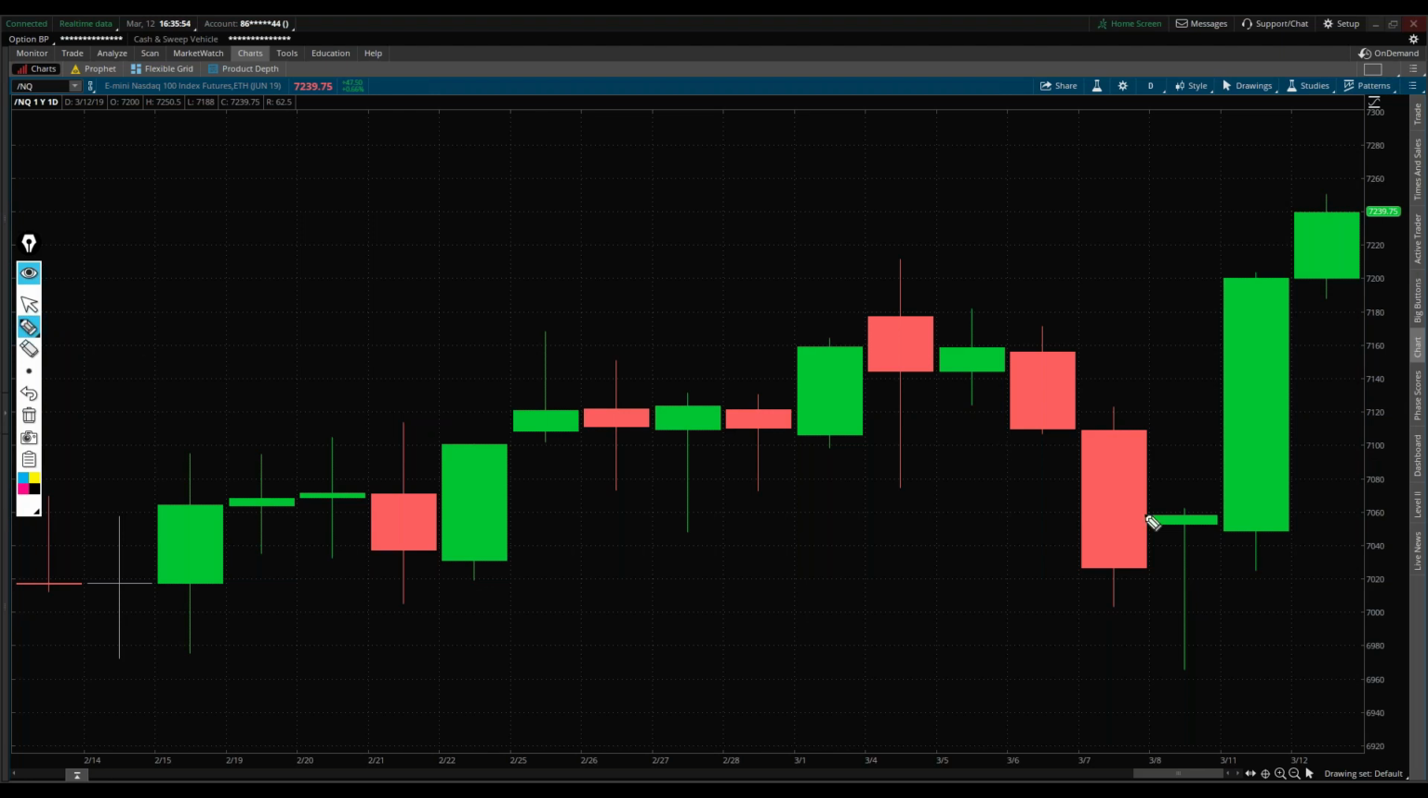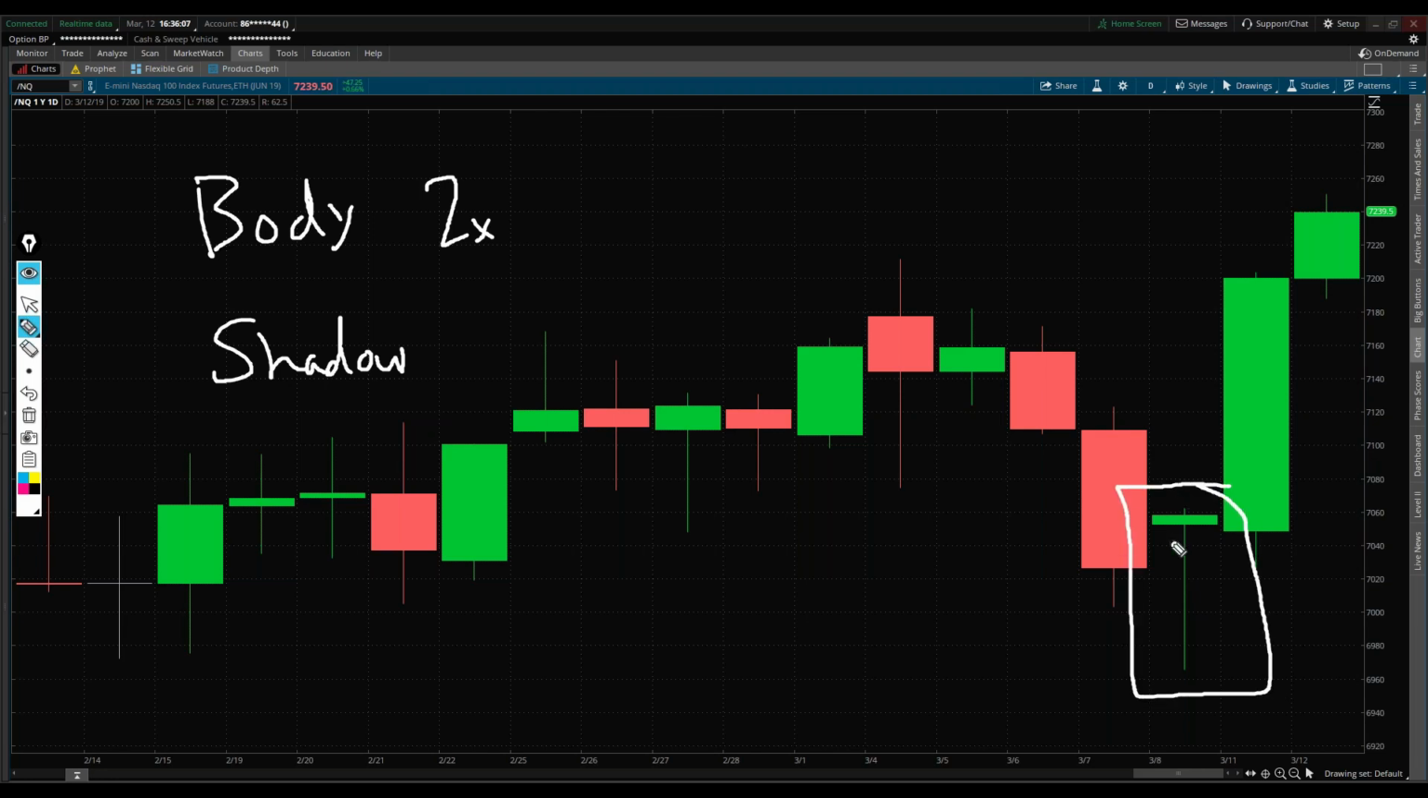Okay. Now, a hammer is technically defined by the body of the candle being at least twice that of the shadow, of the lower shadow. So what that means, and this is the one that we're referring to here, is that this body, right? Actually, sorry, the shadow is double that. I said that incorrectly. The shadow is double that of the body.